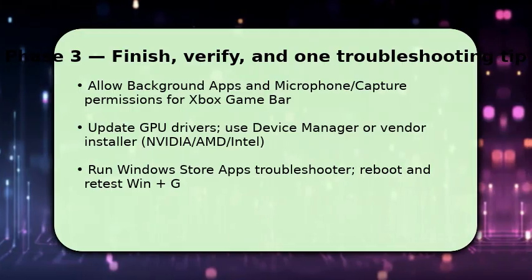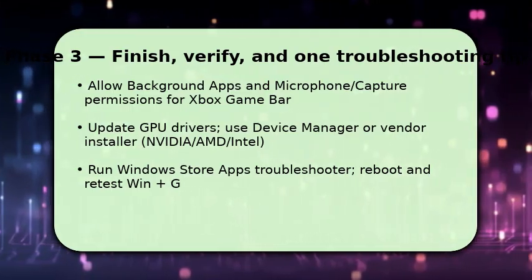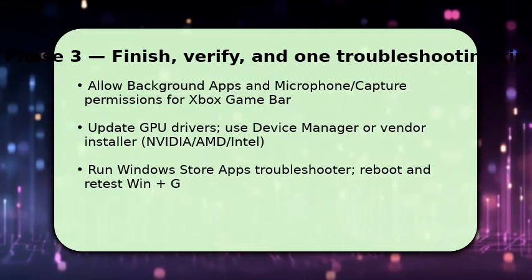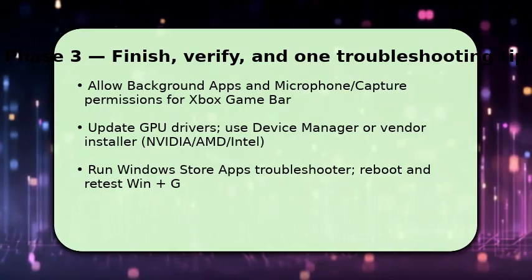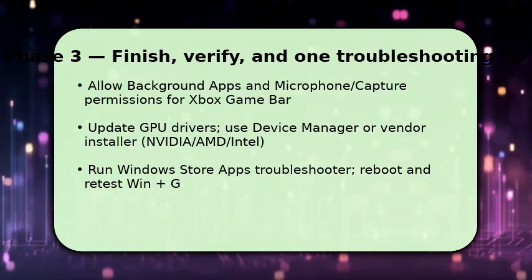Run the Windows Store Apps Troubleshooter to detect corrupt components. After it completes, reboot the PC. If Win+G still fails, one key troubleshooting.